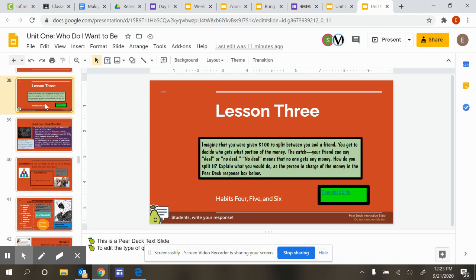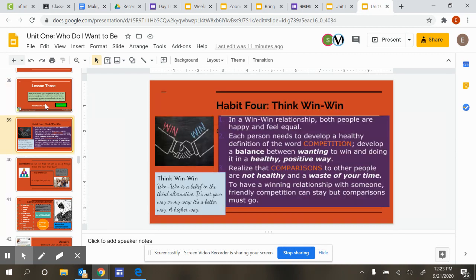Once we finished with that, we got into lesson 3 of unit 1. So we talked about what it is to think win-win. So we went over the definition of think win-win and then how people can come to a resolution on an issue, but at the same time create this new alternative, which is I don't win and you don't win. We come up with something that works the best for everybody.